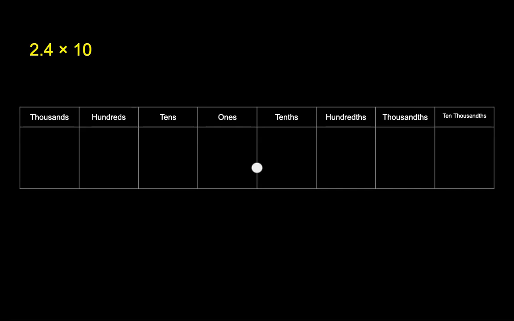Okay, 2.4 times 10. Now, the first thing we need to do is decide where the 2 and the 4 are placed on our grid. They're right there, and I don't think you would have struggled with that. 2.4. That number is multiplied by 10. So the 2 needs to get 10 times bigger, and the 4 needs to get 10 times bigger. So let's have a look.